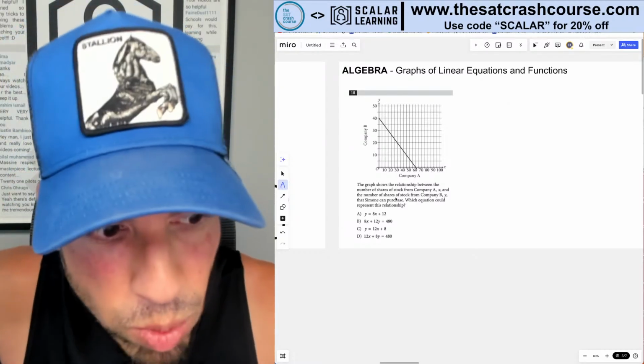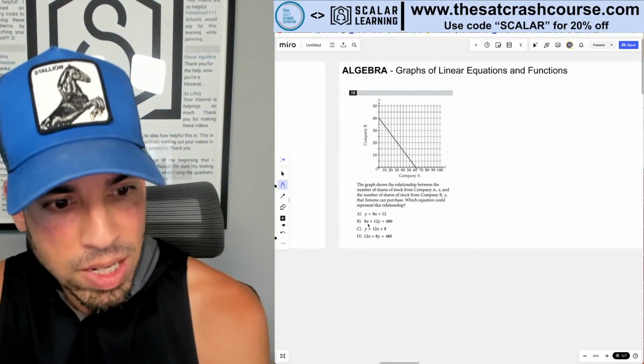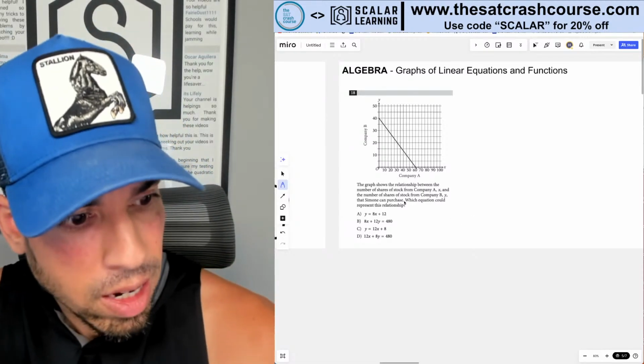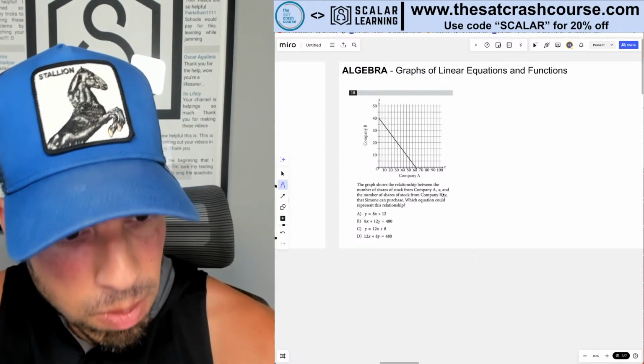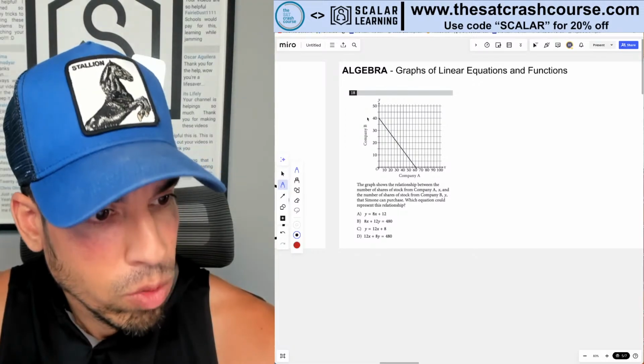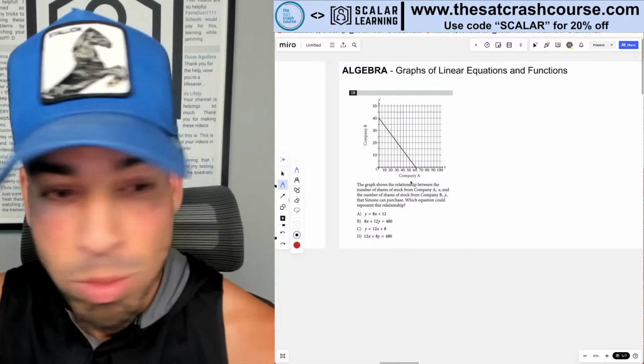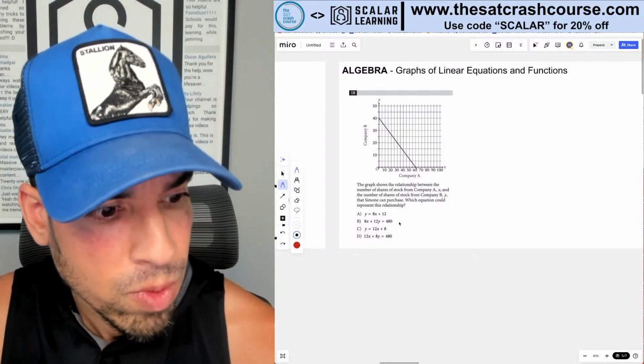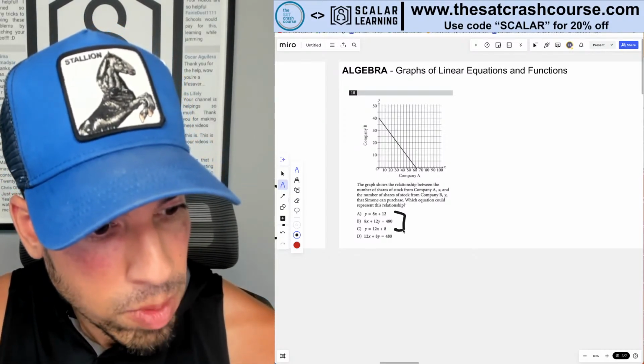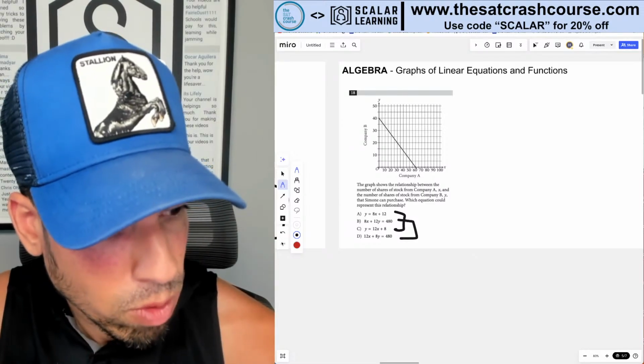The graph shows a relationship between number of shares of stock from company A, x, and the number of shares from company B, y. Which equation could represent this relationship? So we're just trying to get an equation here. Now, we've got 2 of them in slope-intercept form, 2 of them in standard form.